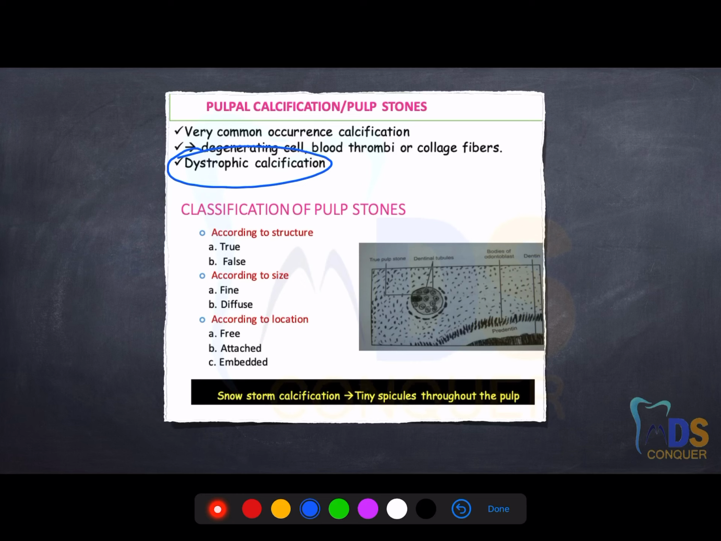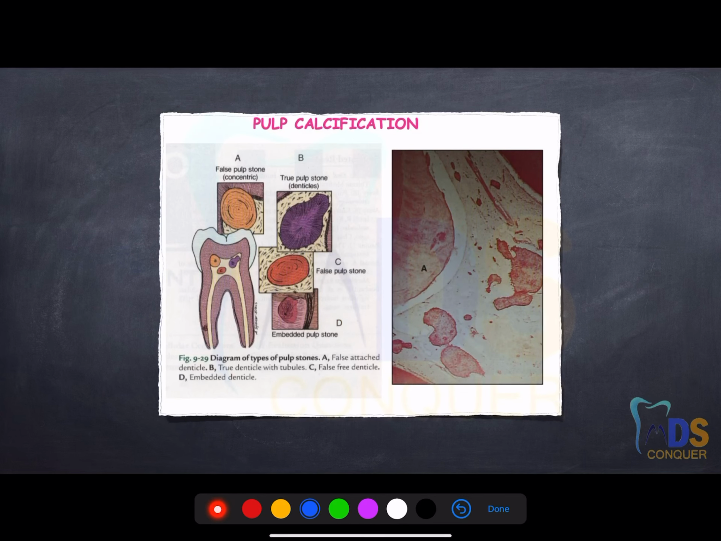Based upon the structure, it can be a true pulp stone or a false pulp stone. Based upon the size, it may be fine or diffuse, and based upon the location, it can be free, attached, or embedded. So please do add a note of this line. They can ask you diagram-based questions, so please do watch and try to understand. Histological diagram-based questions are common, so I don't want you to miss any of these.